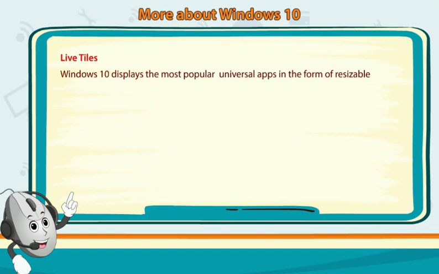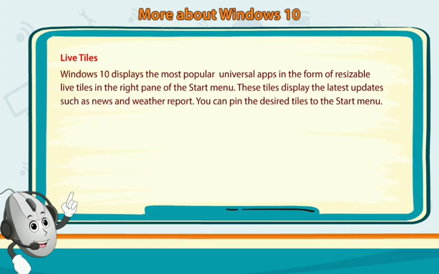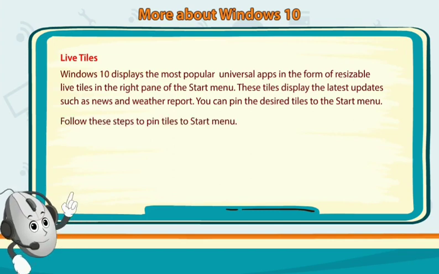Now let's learn about live tiles. Windows 10 displays the most popular and universal apps in the form of resizable live tiles. In the right side pane of the start menu, these tiles display the latest updates such as news and weather report. You can also pin your choice of tiles to the start menu.